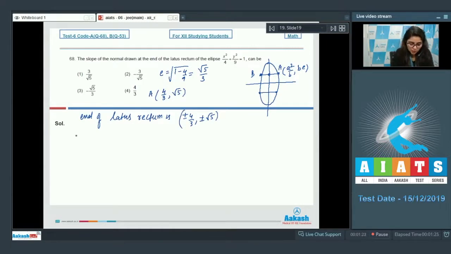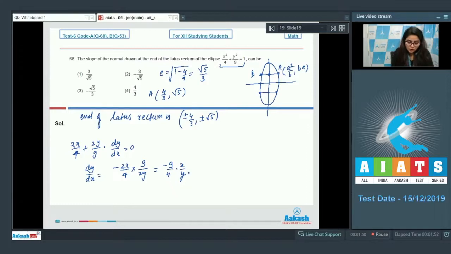Now the question is asking for the slope of the normal. So just calculate the slope. Differentiate this equation: 2x divided by 4 plus 2y divided by 9, dy by dx is equal to 0. So dy by dx is equal to minus 2x upon 4 multiplied by 9 upon 2y. From here you are getting minus 9 by 4 x upon y. So this is the slope of the tangent at any point.